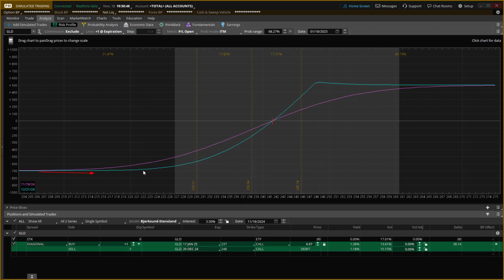The only thing different is because I have two different theta decay rates, I get more of this little sway. Instead of that nice straight line, I get this little sway in here. That's the only difference between a calendar spread and a debit spread. They're essentially the same trade, just different months in the position. Okay?